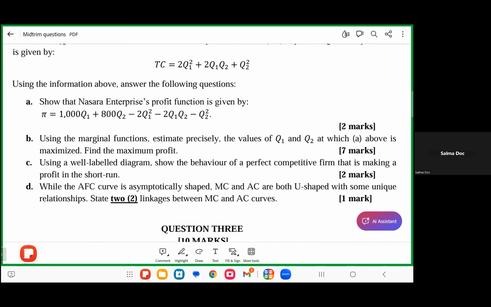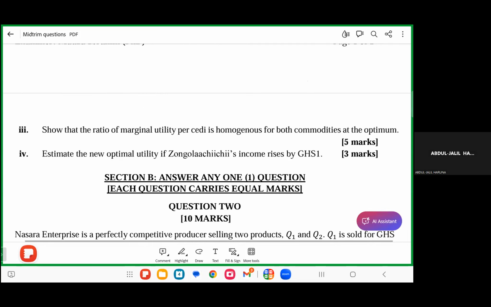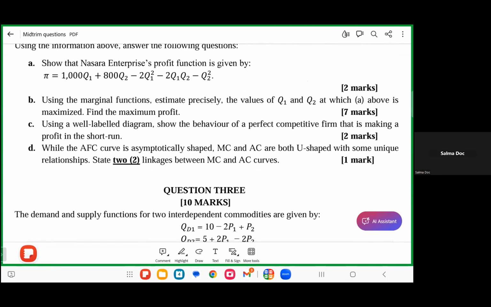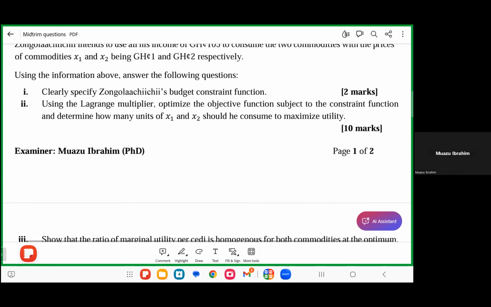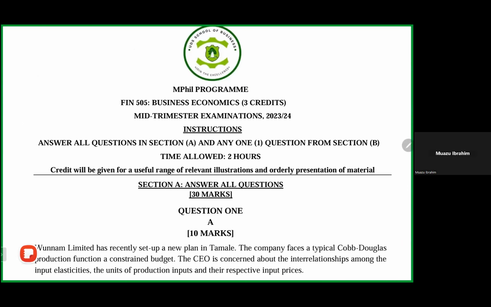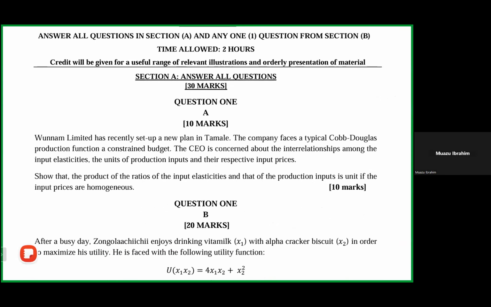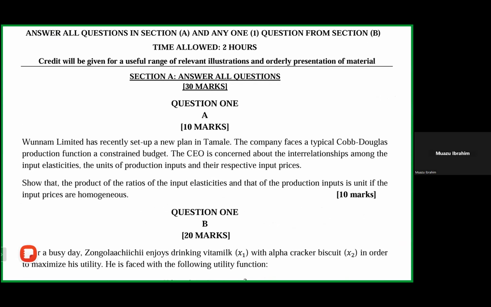And this question is asking you to state just 2 of them. Only 1 mark for that one. So 1 relationship for half a mark. And here we've not done the utility, but you should be able to do this. This particular question too, we've done it, and I can ask you it.